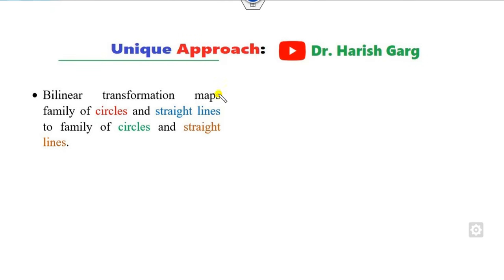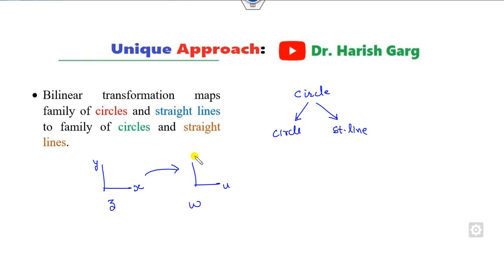Every bilinear mapping of a circle is either mapped onto a circle or mapped onto a straight line. What is the meaning of that? If you have the mapping from Z to W, and there is a circle inside this XY plane, then it will map either onto a circle, or it will be a straight line, either passing through the origin or not.